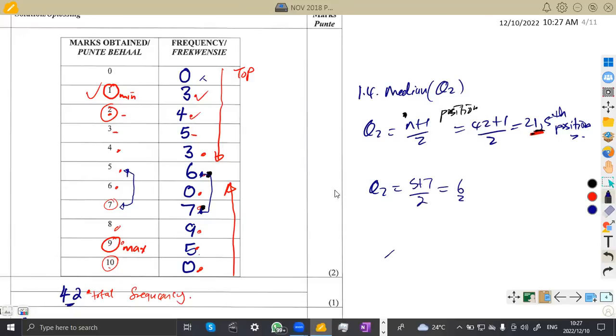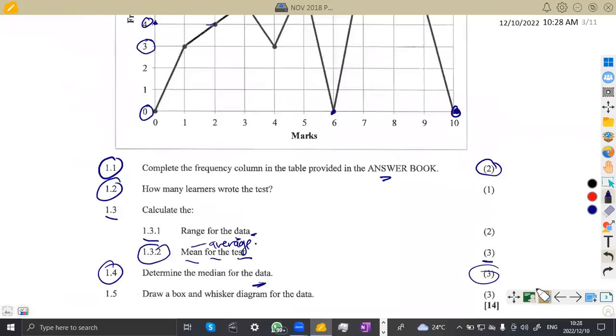So the median mark that was obtained was 6, that was the 6 that we have in there. All right, so that was question 1.4.